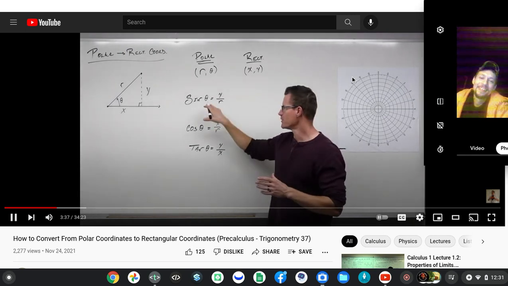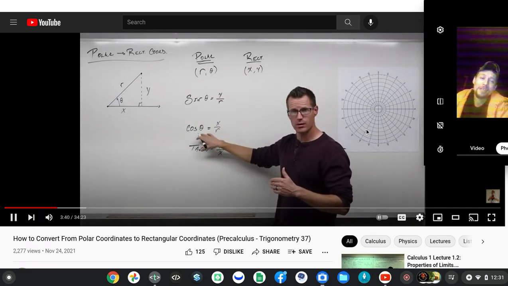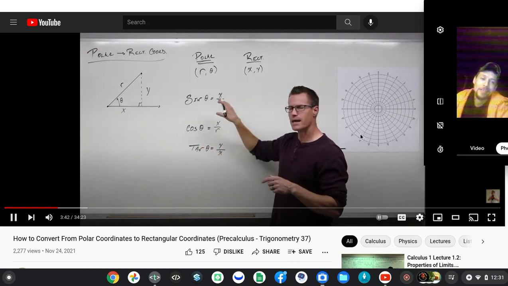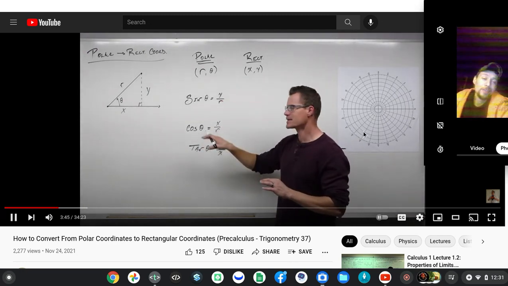If we just multiply this equation by r on both sides, we're going to end up here with y equals r sine theta, and x equals r cosine theta.